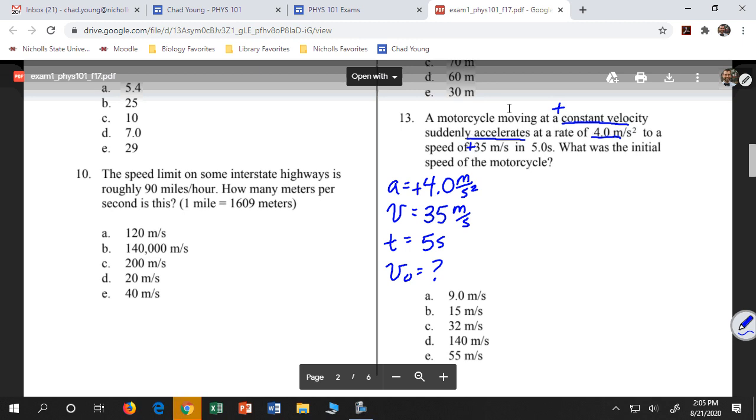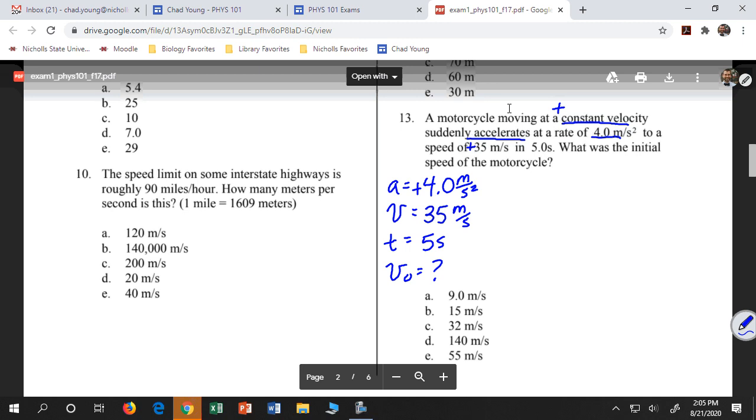First of all, if it's accelerating at 4 meters per second squared over 5 seconds, that means that it's going to accelerate a speed of 20 meters per second, right? Because 4 meters per second squared times 5 is 20 meters per second. It is speeding up by 20 meters per second. And if it ends at 35, then that means that it must have started at what? 15, right? 15 plus 20 equals 35. So I think you can sort of reason it out, but if you can't, that's fine.